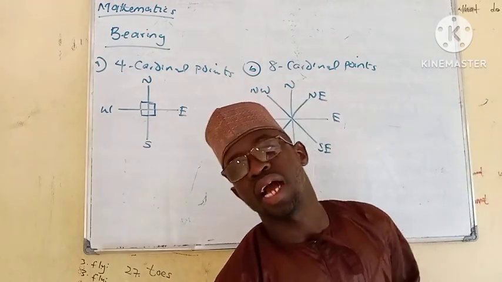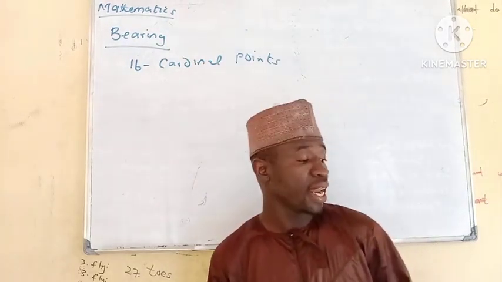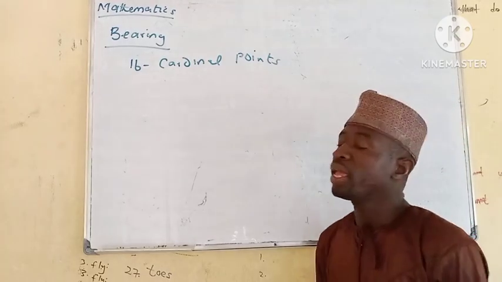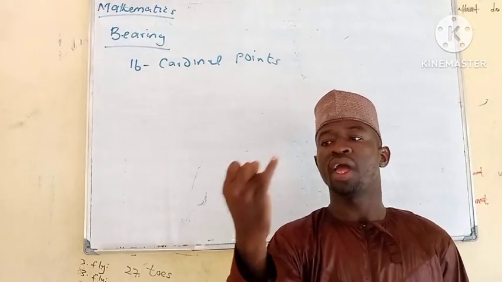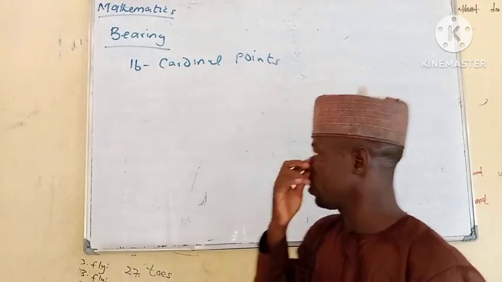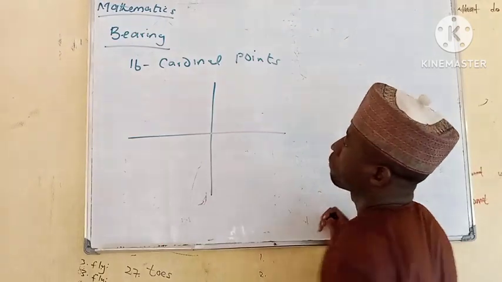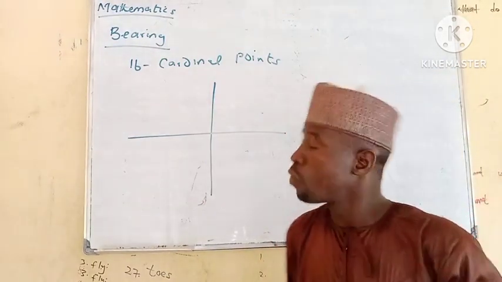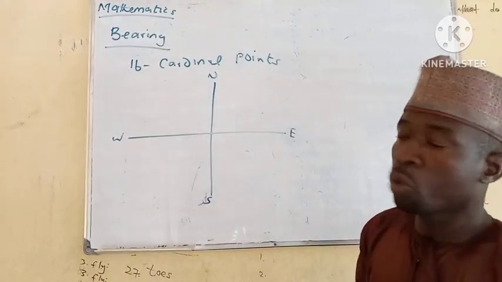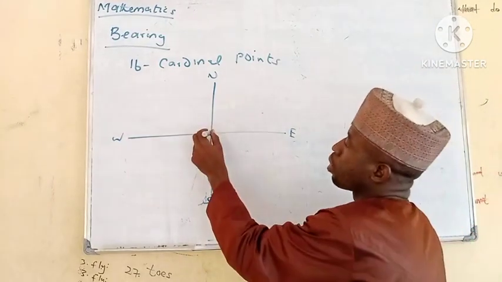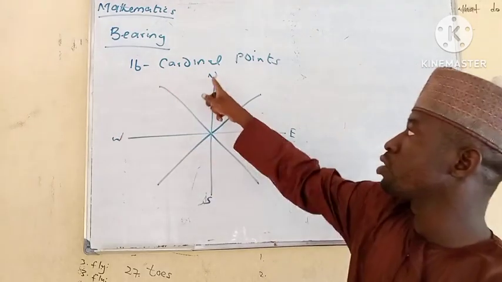Okay, now let us see the 16 cardinal points. In addition to the 8, now we will have this one. Before we have the 4, we have the 8, and now this one is the 16. This is 4. We know this one already now. I'm having another 4 points now, in addition to this north, east, south, and west.